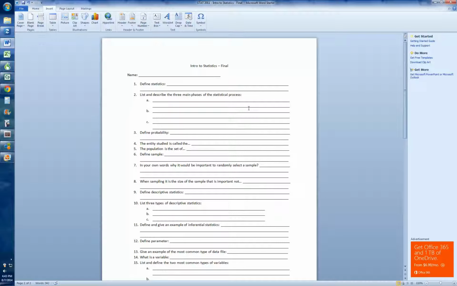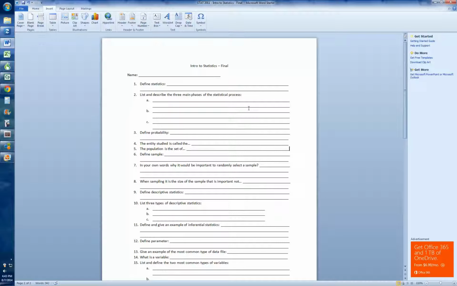Number three, define probability. Probability is a framework for identifying how likely a certain outcome is, right? So it's a framework for identifying how likely a certain outcome is. Number four, the entity studied is called the subject. Number five, the population is the set of all subjects in that particular area of interest. So you could say the population is the set of all subjects in a particular area of interest.